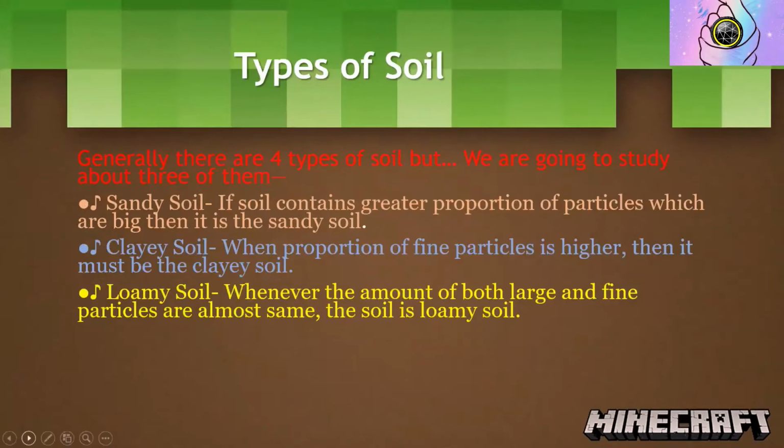Types of soil. Generally, there are 4 types of soil, but we are going to study 3 of them. Sandy soil. If soil contains a greater proportion of big particles, then it is sandy soil. Clay soil. When the proportion of fine particles is higher, then it must be clay soil. Loamy soil. Whenever the amounts of both large and fine particles are almost the same, then consider it loamy soil.